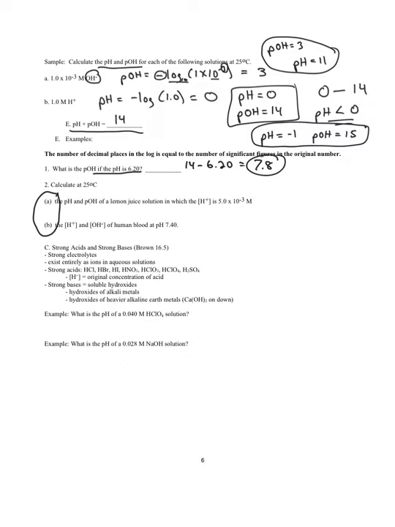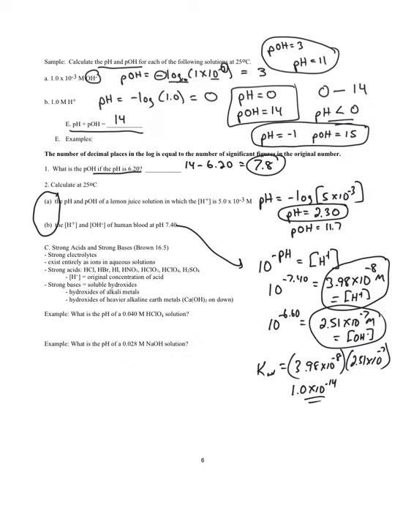All right, in the first problem A, we just have to take the negative log of 5 times 10 to the negative 3, and we get the pH of 2.30. Subtracting from 14, we get the pOH of the same solution to be 11.7. Again, the two of those numbers must add to 14. In the second problem, we are working the equation backwards.